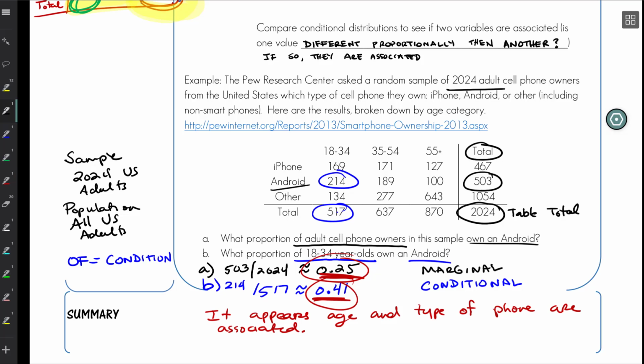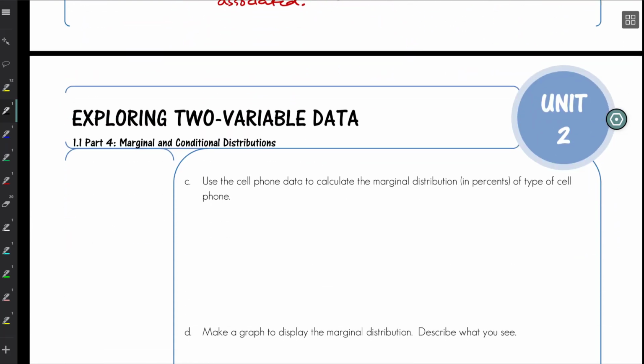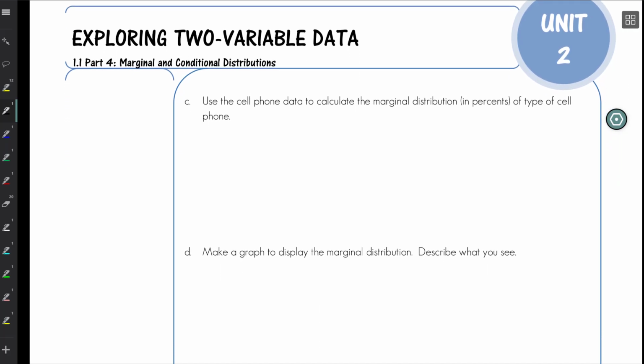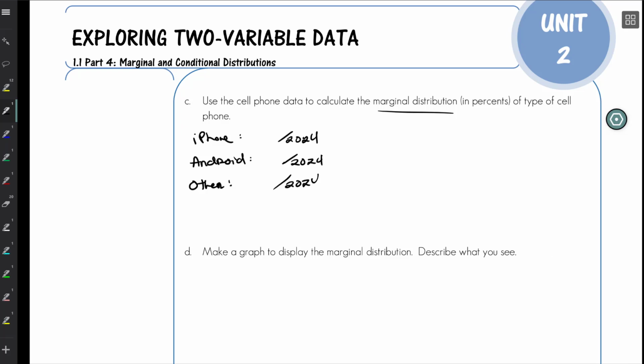Okay, let's really try and prove this idea of association and also revisit some of our ideas from the first unit. Question C says to use the cell phone data to calculate the marginal distribution in percents of each type of cell phone. So we are concerned about the different types of phone: iPhone, Android, and other types. And we want to find the marginal distribution of each one of those. Since it's the marginal distribution, my denominator is going to be the table total, the entire sample. So each one of these is out of 2024.